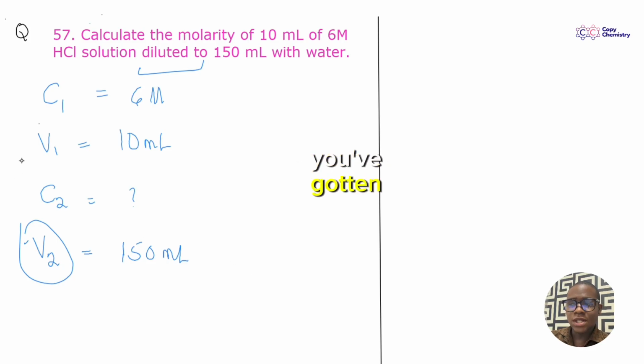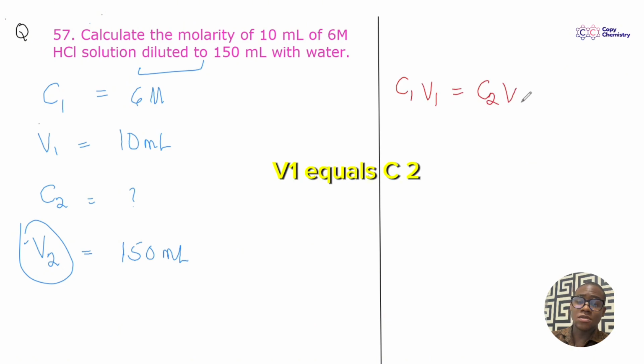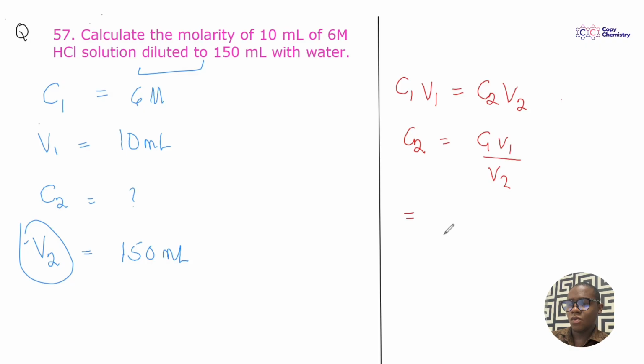Right, so if you've gotten this, all we have to do now is to use this formula here, C1V1 equals C2V2. This is your dilution formula, and you will be using it over and over again if you're dealing with anything that has to do with dilution of normal kind of solutions in chemistry, okay? Now we're looking for the C2, so that would be C1V1 divided by V2, if I make C2 the subject of the formula, and when I plug in what I have, V1 is 10 ml, and then the V2 is 150 ml.